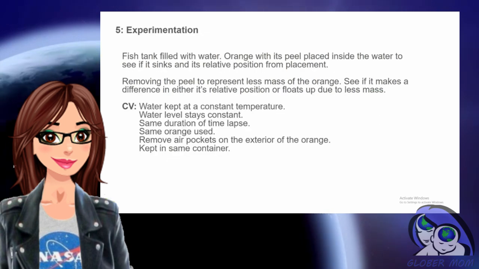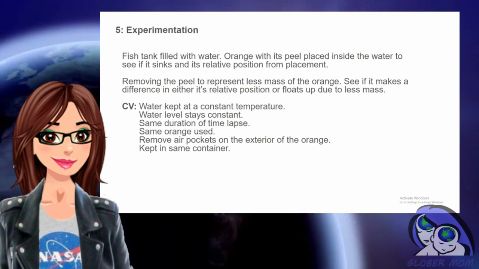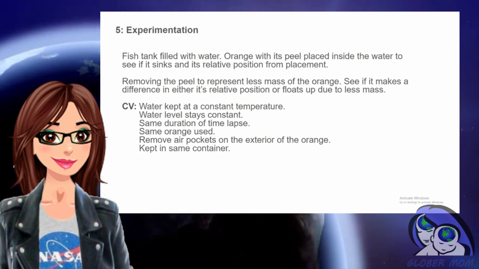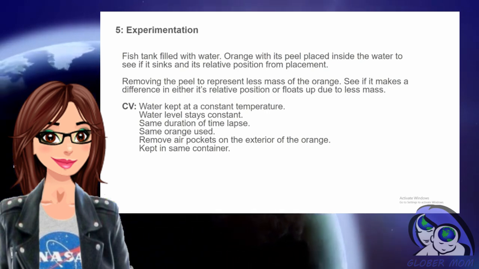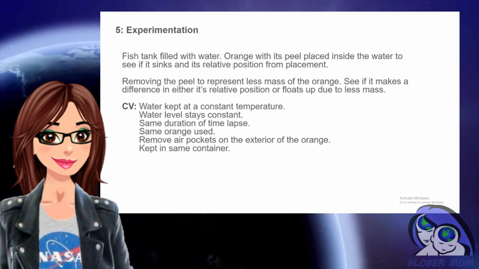Experimentation. Fish tank filled with water. Orange with its peel placed inside the water to see if it sinks and its relative position from the placement. Removing the peel represents less mass of the orange. See if it makes a difference in either its relative position or floats up due to less mass. So in other words, we stick the orange in the water with its peel, it has more mass. If we remove the peel, it now has less mass.